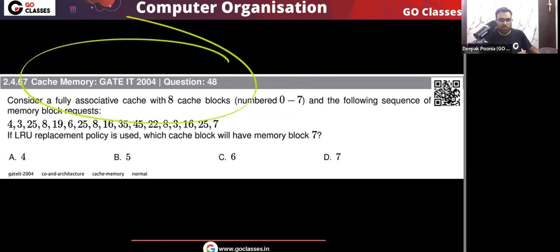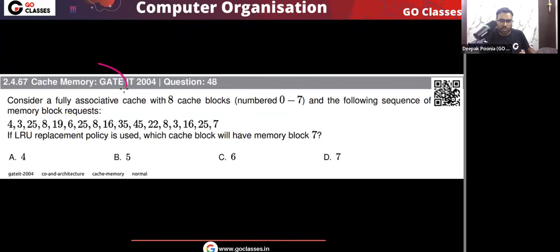Let's solve the GATE 2004 question. Consider a fully associative cache memory with 8 cache blocks numbered 0 to 7. Means in this fully associative cache memory, the total number of lines is equal to 8. The following is the sequence of memory block requests. This is the sequence of main memory block numbers. These are not the memory addresses. These are the memory block numbers.